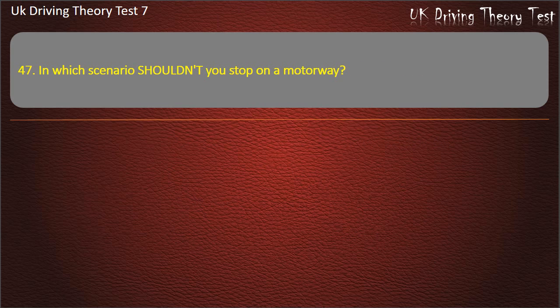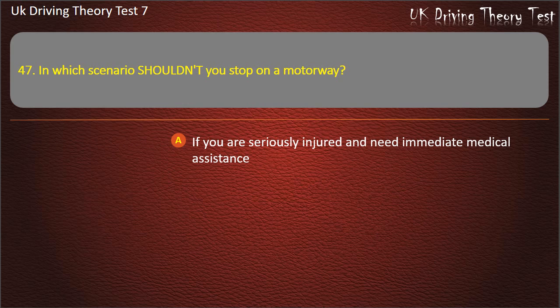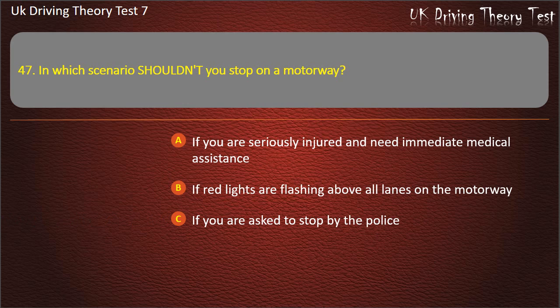Question 47. In which scenario shouldn't you stop on a motorway? If you are seriously injured and need immediate medical assistance. If red lights are flashing above all lanes on the motorway. If you are asked to stop by the police. If you need to check an atlas to see where you are. Answer. If you need to check an atlas to see where you are.